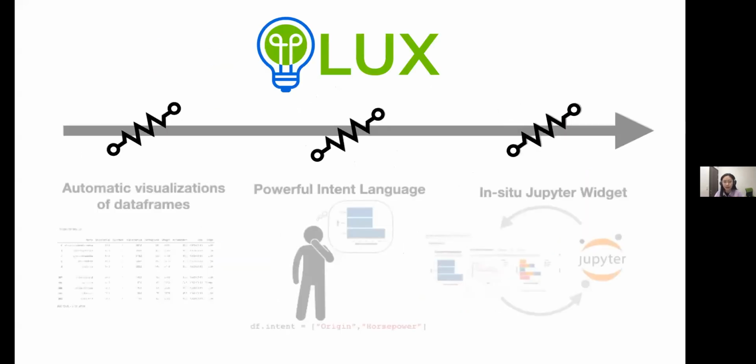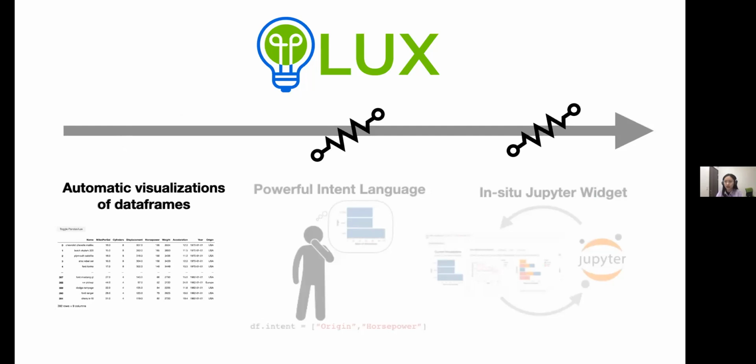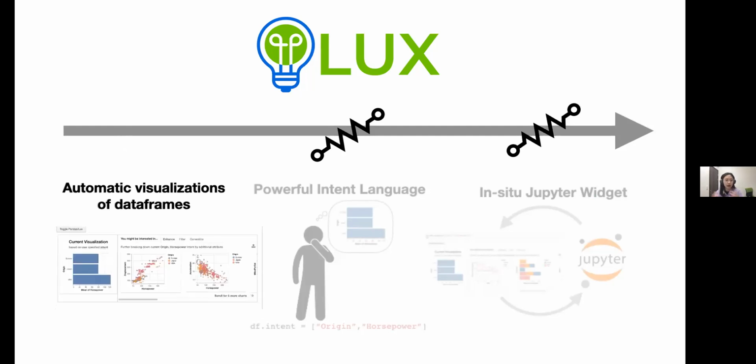To address these pain points, we've developed a lightweight open source Python API called Lux. The goal of Lux is to make it easier for data scientists to explore their data, even when they might not have a clear idea of what they're looking for. And to show some concrete examples, to help guide users to relevant analysis, Lux recommends a set of visualizations essentially for free to users.